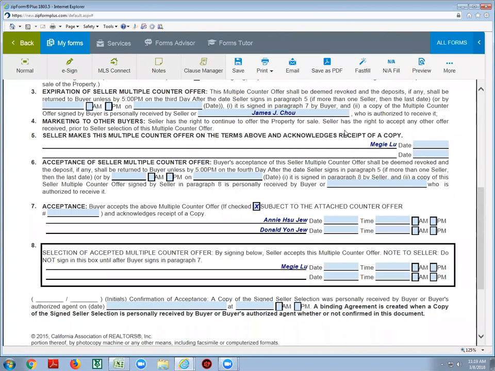And number 4, marketing to other buyers. Seller has a right to continue to offer the property for sale. Seller has a right to accept any other offer received prior to seller's selection of this multiple counter offer. So when you receive the multiple counter offer, you better act fast. If you don't lock in the deal, it may slip through. If a higher offer comes in, it wipes out all the seller multiple counter. Can it happen? Yeah.